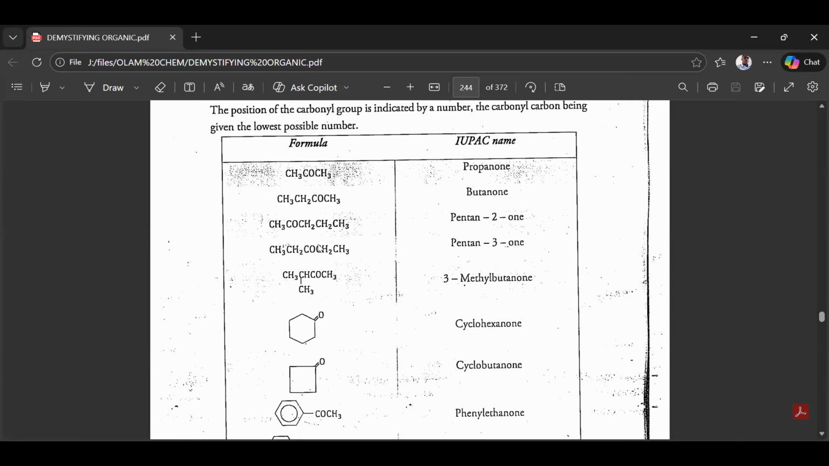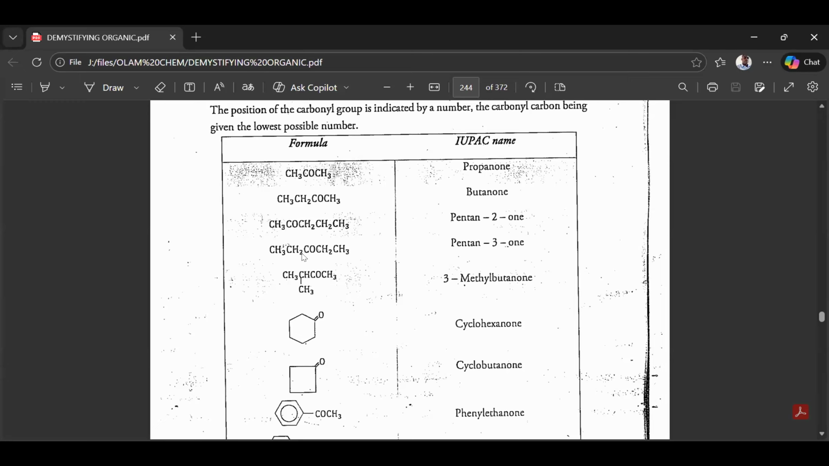You can easily see that we have just changed the position of the functional group. You remember we talked about functional isomerism. When the position of the functional group changes, of course, we are going to change its locant number. In this compound here, the carbonyl group is at position 2. You count the lowest from this side, 1, 2. So that is pentane-2-one.